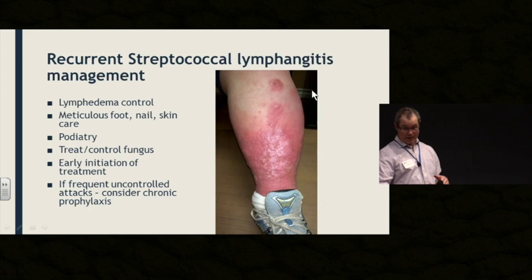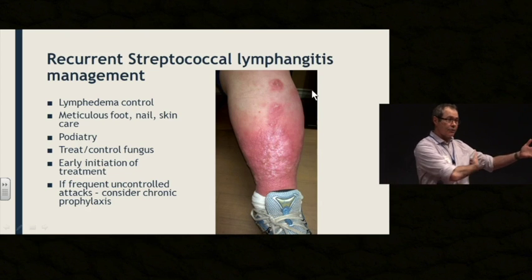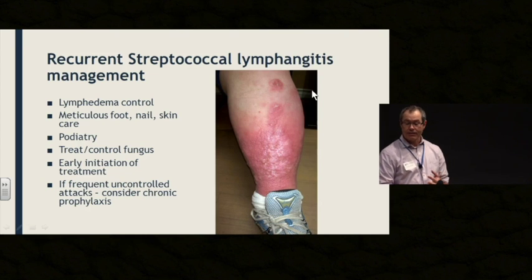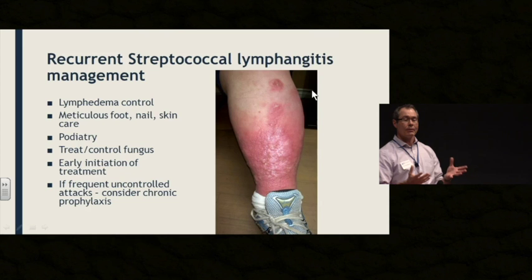And I have just this one slide because we do see some patients who certainly have recurrent strep infection of a limb. And sometimes it's an upper limb, like after lymph node dissections, but usually it's lower extremity. And prevention involves lymphedema control or venous stasis treatment, meticulous foot, nail, and skin care. Get podiatry involved often. Treat any fungal infection that's there. And many of these patients get quite sick quite quickly with strep infection, and quite quickly it turns into a bad thing.